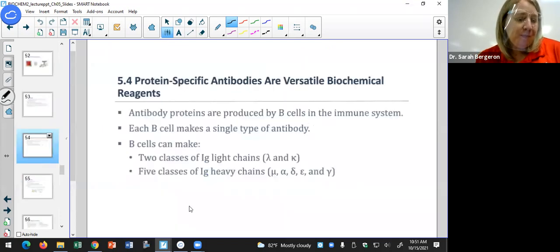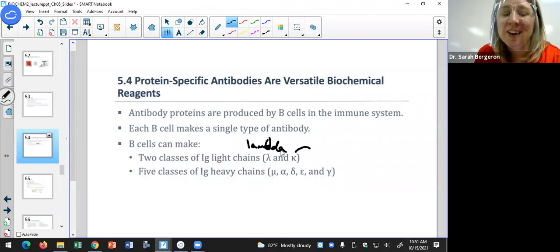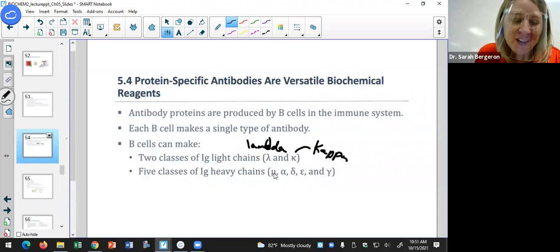Okay. So there are 2 classes of light chains. Anybody know what these are? The first one is lambda, LAMBDA. Okay. And then kappa, right?